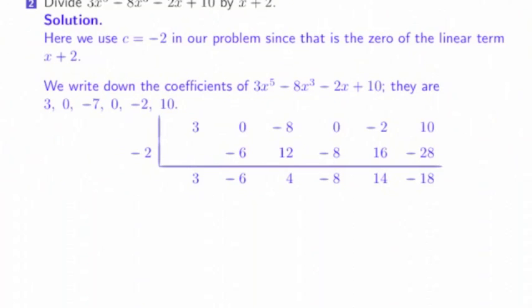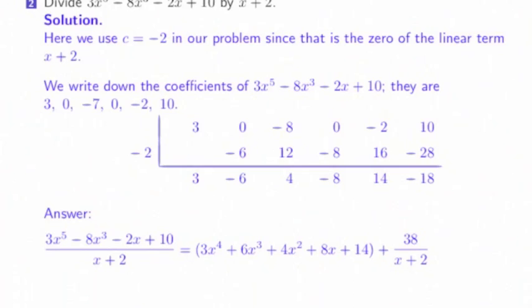There's our answer. These 6 numbers, the first 5 numbers are coefficients of the quotient, and that last number, minus 18, is the remainder. So here's my answer. When you divide this fifth degree polynomial by x plus 2, you get that quotient, 3x to the 4th plus 6x cubed plus 4x squared minus 8x plus 14 plus minus 18 over x plus 2. Is that bottom one correct? There we go. This is correct.